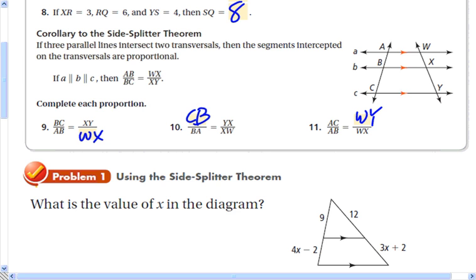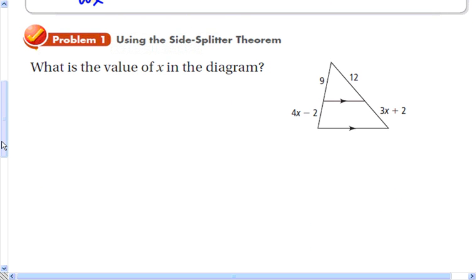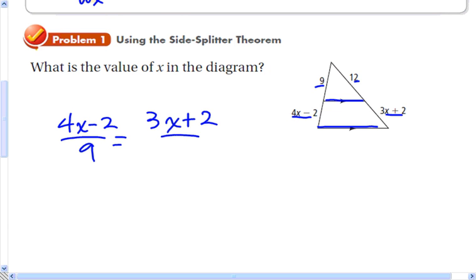All right, so here's how you use that side splitter theorem. What is the value of x in the diagram? Since we see these two lines are parallel, we can say that the ratio of this to that is equal to the ratio of this to that. So 4x minus 2 over 9 has to equal 3x plus 2 over 12. And that's the side splitter theorem.